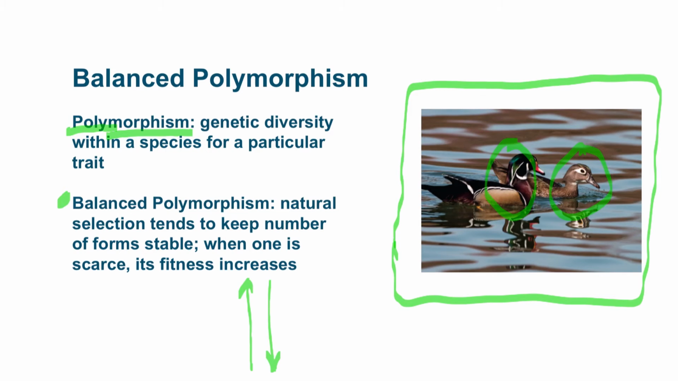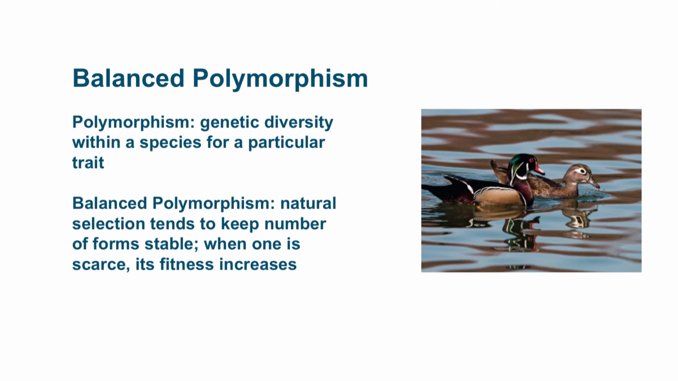When one morph increases, the other one tends to decrease, and when one decreases, the other one tends to increase. So for instance, if there were fewer female wood ducks, which is the darker one here, their fitness would go up very quickly because there would be fewer females for the males, which is this one, to mate with. So the females would be in much higher demand. Likewise, if there were very few males, males would be in greater demand, and so their fitness would go up. And so you end up with this balance: when one morph increases, the other morph tends to decrease, and vice versa, so that the number of morphs tends to stay relatively equal in a population.